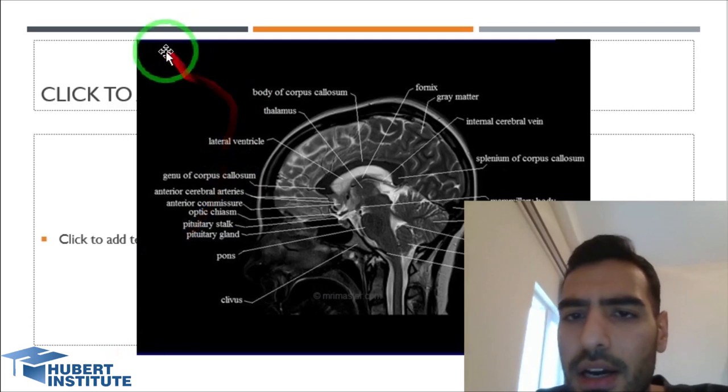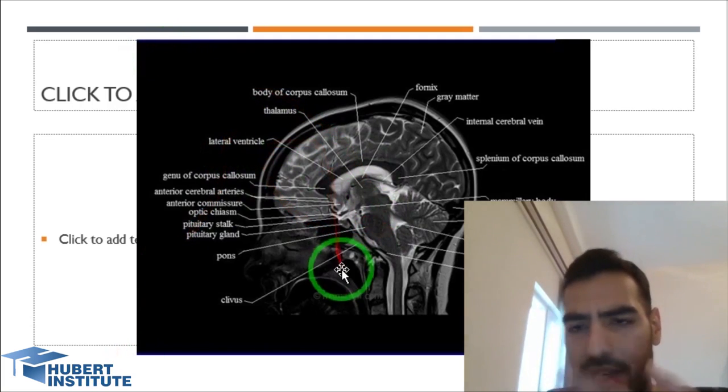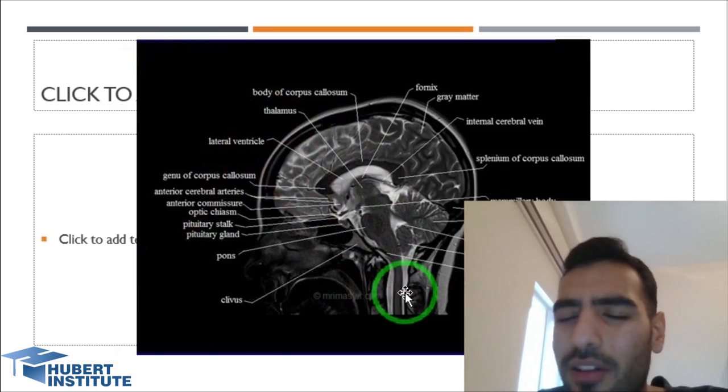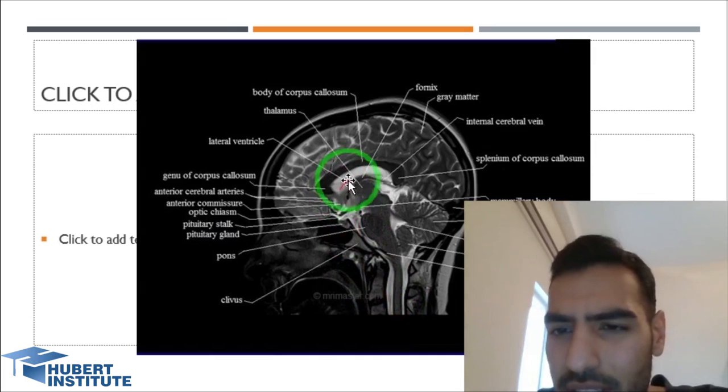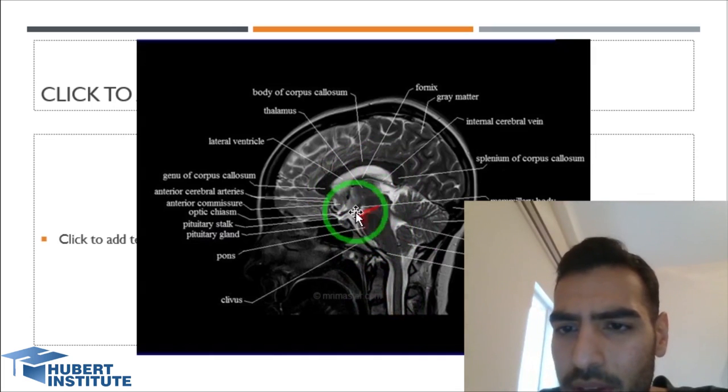And this is a sagittal view of the ventricular system. You can see lateral ventricles, also third ventricle, and fourth ventricle.